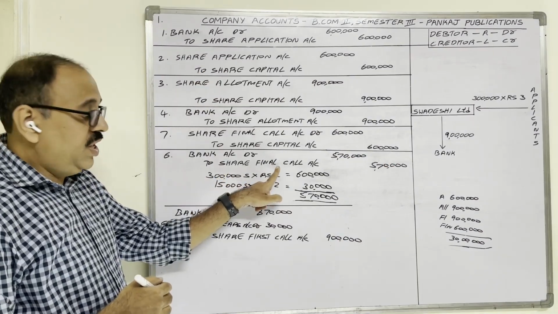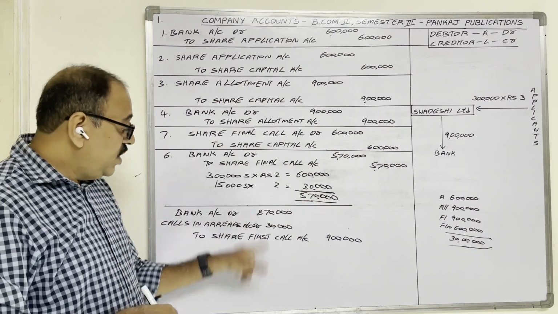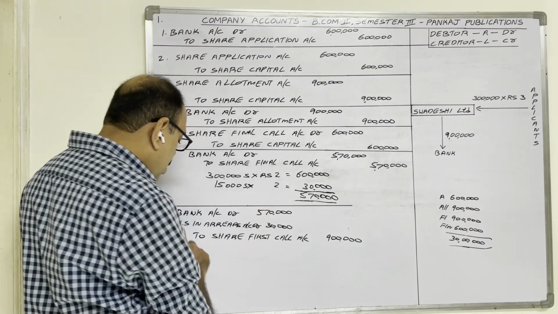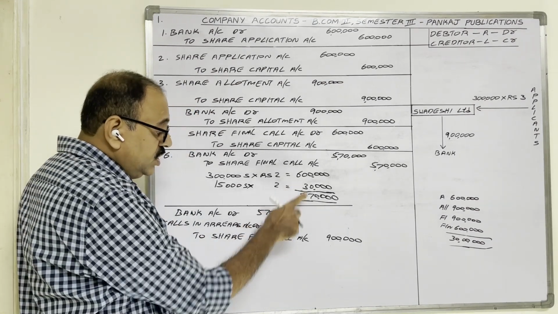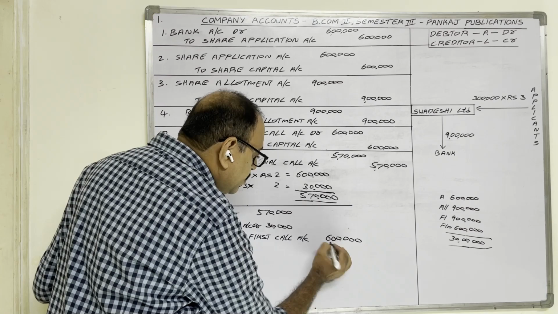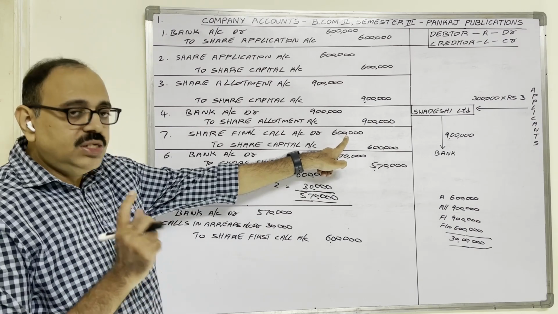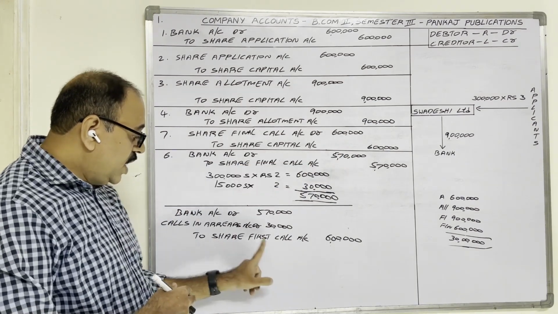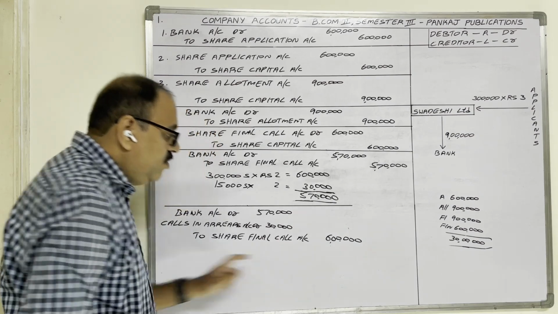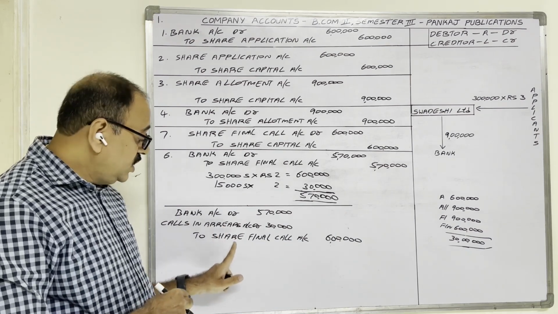Instead of writing this entry, you can write this entry also, no? If you want to show calls in arrears also in the entry, then the entry will be: Bank account debit, amount 5 lakh 70,000. Calls in arrears account debit 30,000. To share final call 6 lakh rupees. See here, in the 7th entry we have debited share final call with 6 lakh. Here we have credited share final call with 6 lakh.